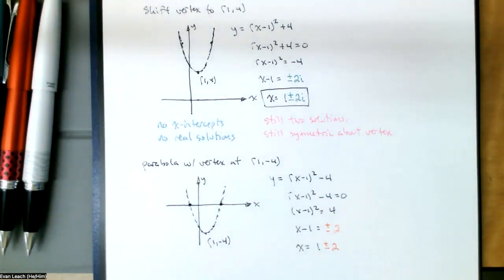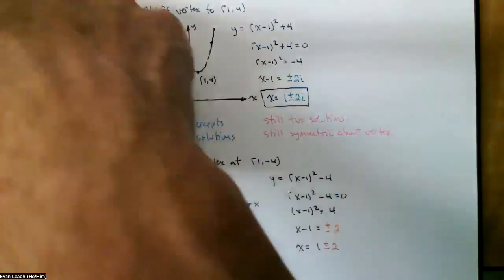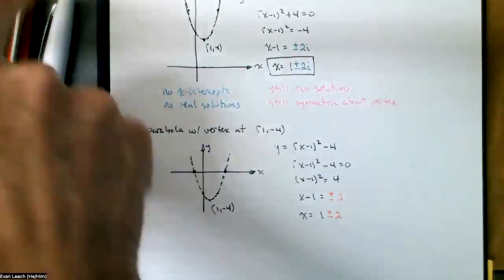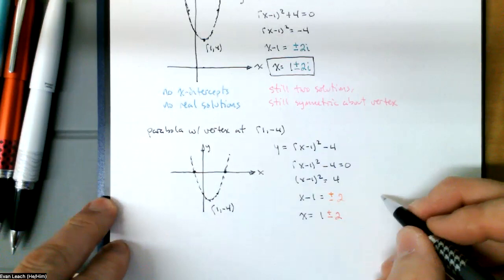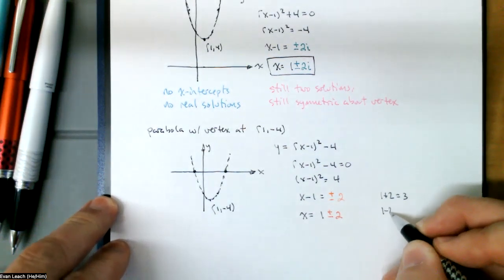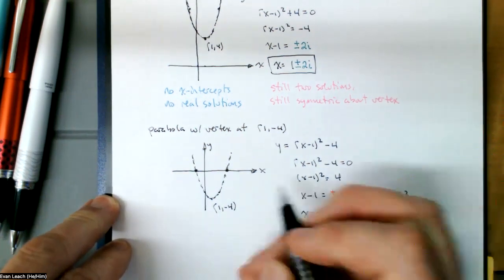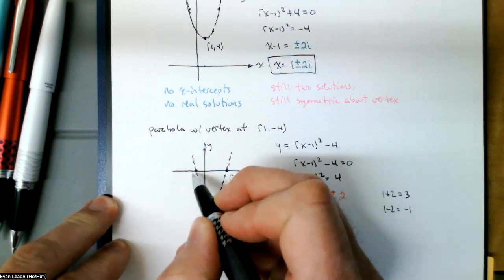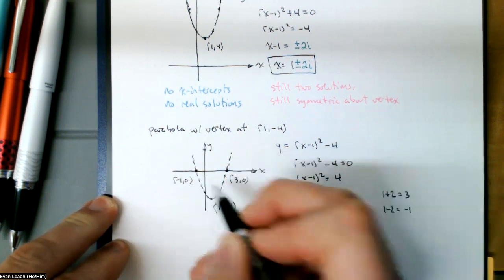When we had 1 plus or minus 2i, those are not like terms. I can't combine them. But now I've got 1 plus 2 and 1 minus 2. And that's where my x-intercepts are, (3, 0) and (-1, 0).